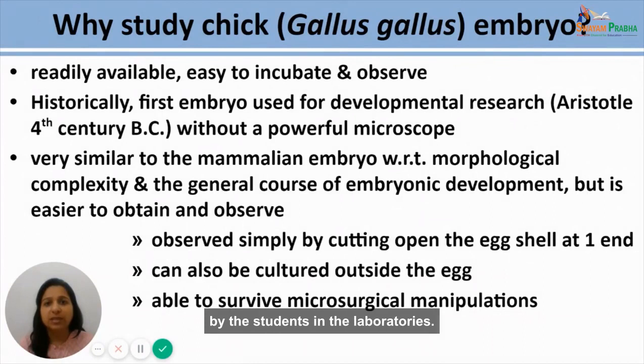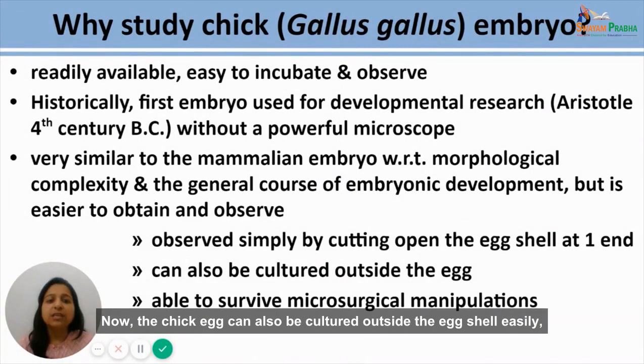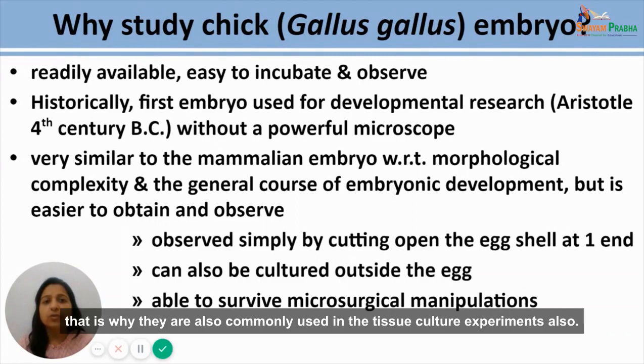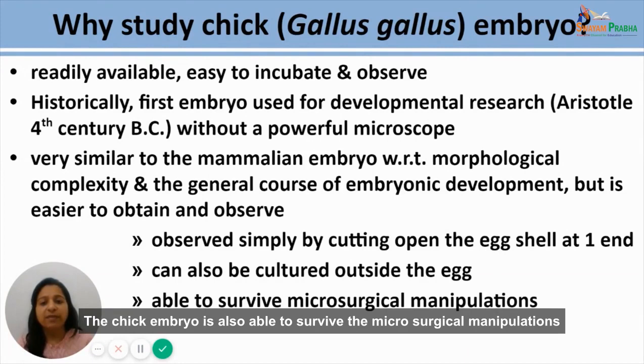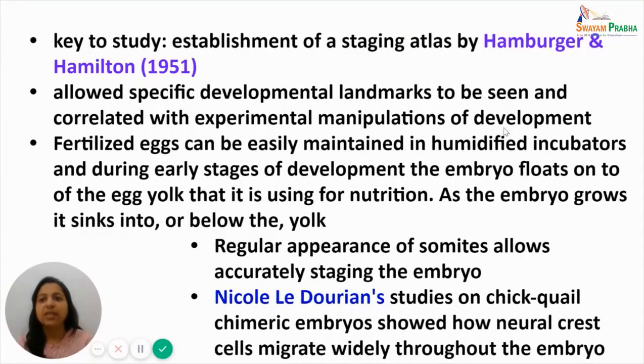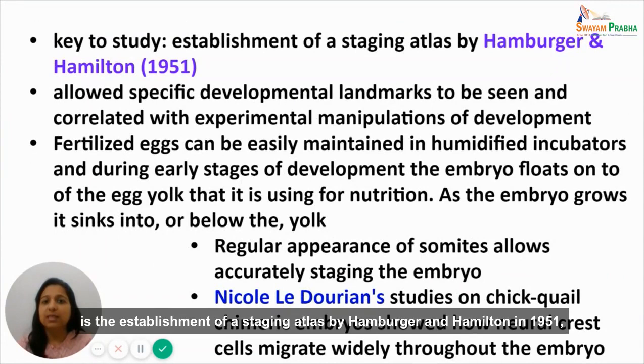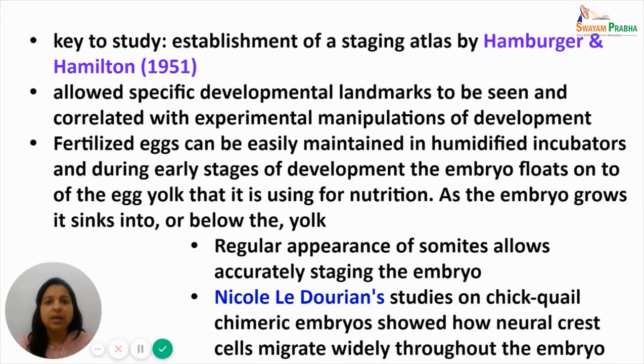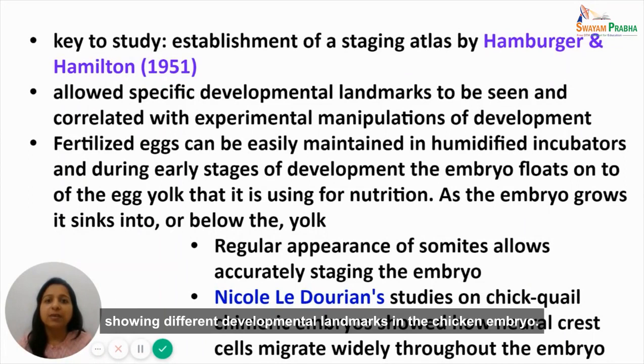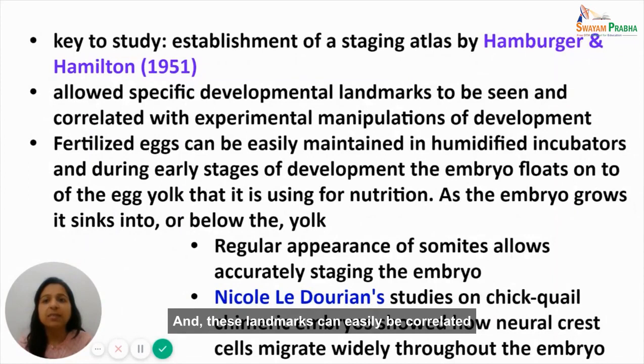Now, the chick egg can also be cultured outside the eggshell easily. That is why they are also commonly used in tissue culture experiments. The chick embryo is also able to survive the microsurgical manipulations made to it during experimental studies. The key to the study of this favorite model organism is the establishment of a staging atlas by Hamburger and Hamilton in 1951, who created a series of diagrams showing different developmental landmarks in the chicken embryo. And these landmarks can easily be correlated with any experimental manipulations of development done by current investigators.